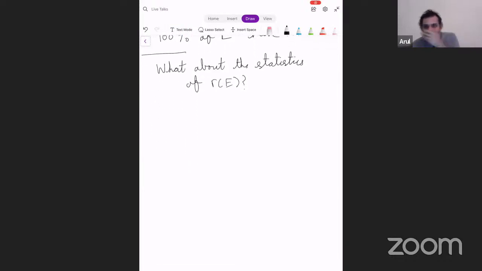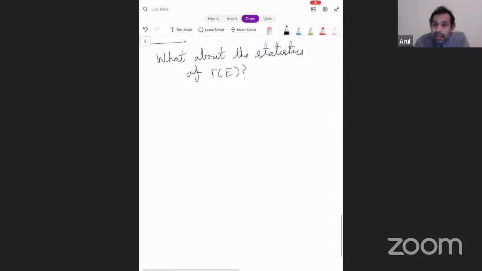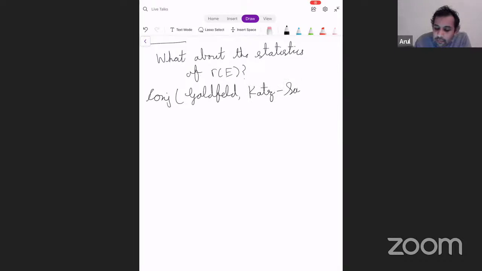Okay, so that's the preliminary question, which actually has some deep conjectures that predict exactly how the rank should behave statistically. So here's the conjecture. It's due to Goldfeld and Katz-Sarnak.